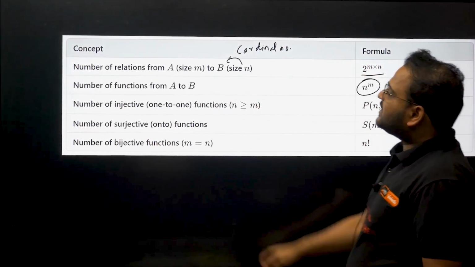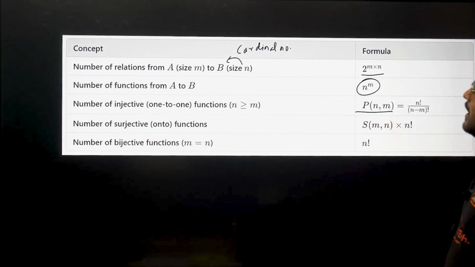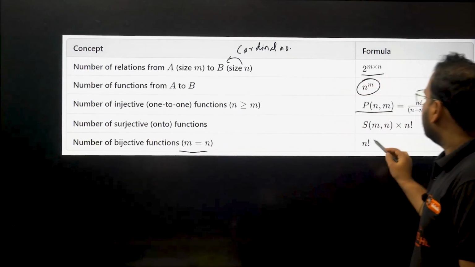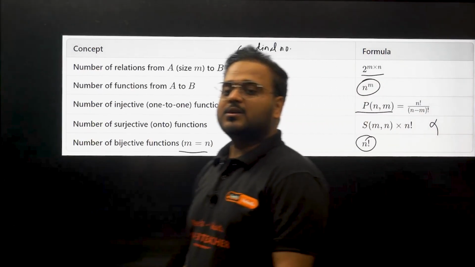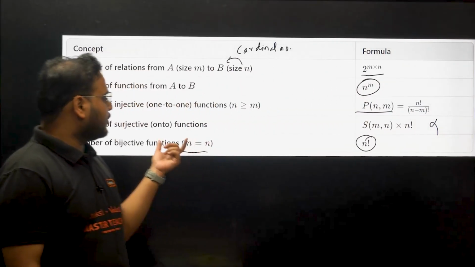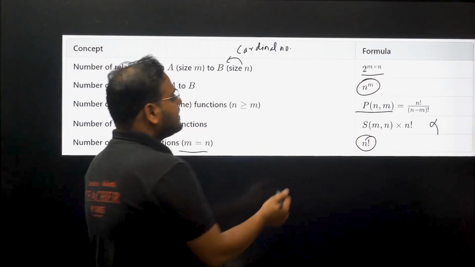Number of injective functions is given simply by nPm, and number of bijections is going to be given by n factorial. This you can ignore because you have not learned it. This is not part of the syllabus. The use of Stirling function is not part of the syllabus. This is called the Stirling number.